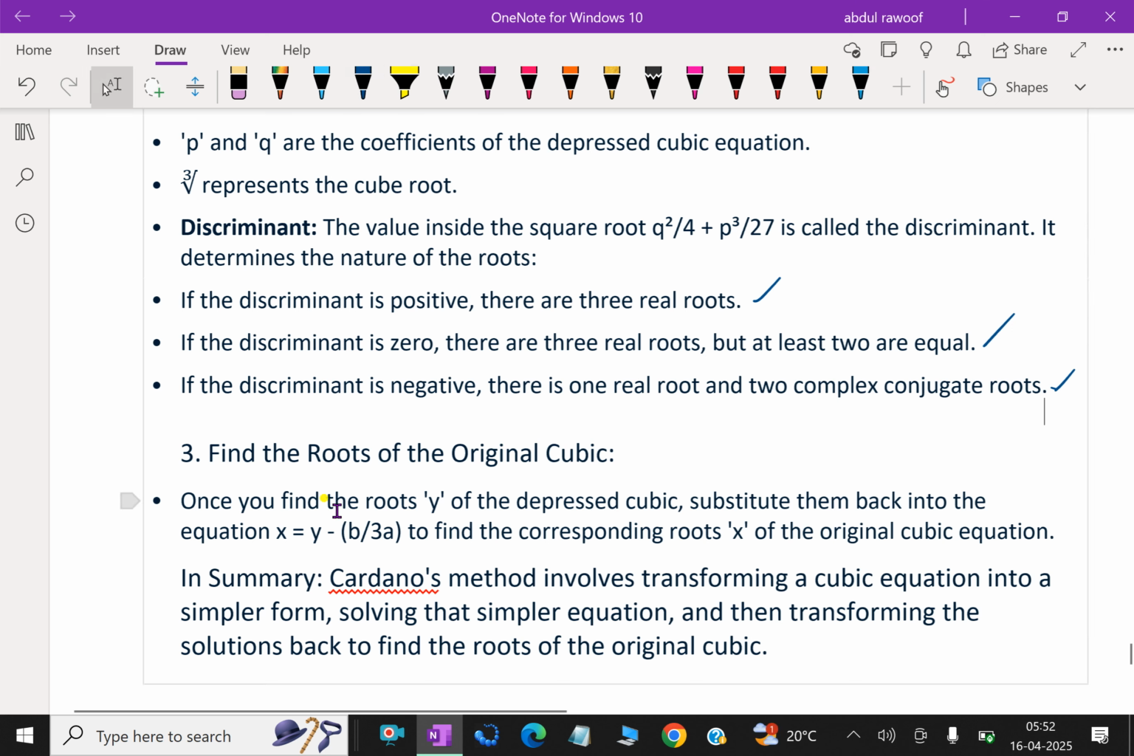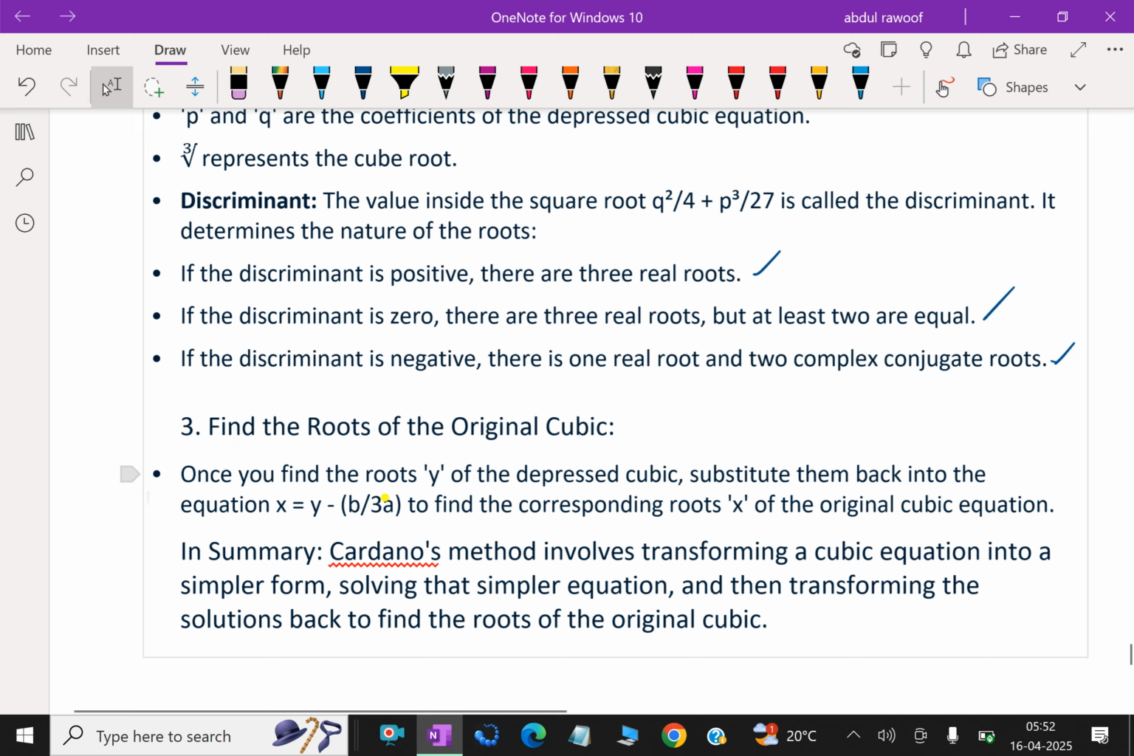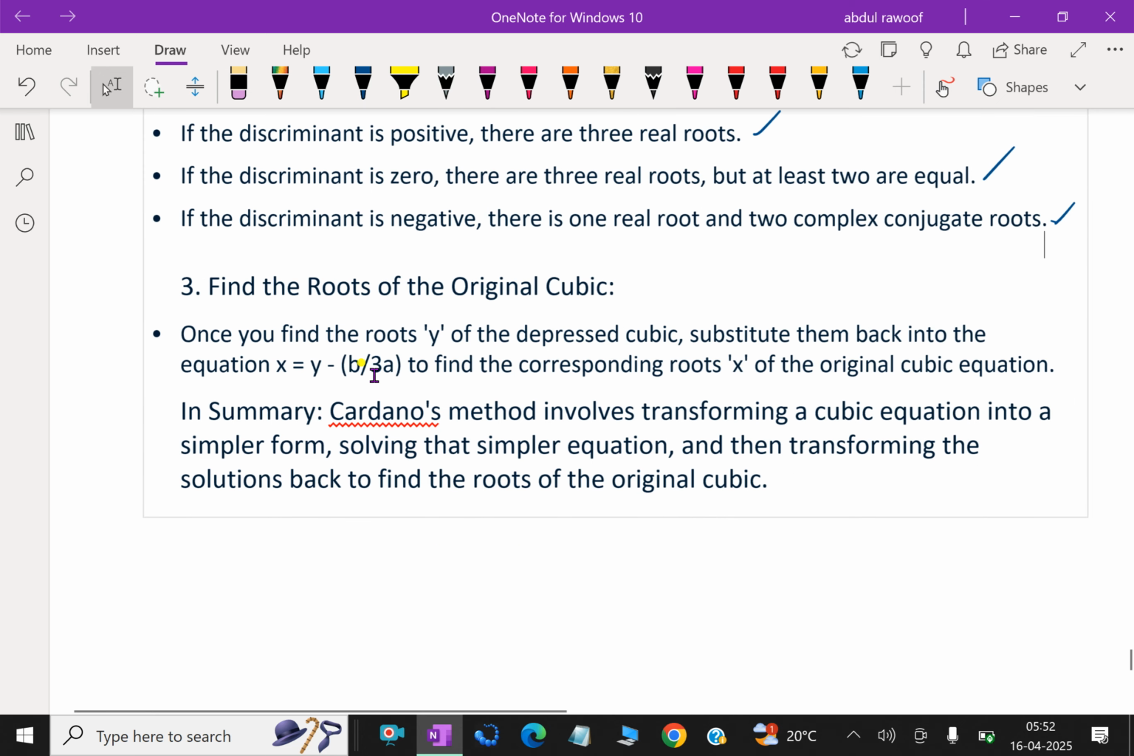Next point, find the roots of the original cubic. Once you find the roots y of the depressed cubic, substitute them back into the equation x equals y minus b over 3a to find the corresponding roots x of the original cubic equation.